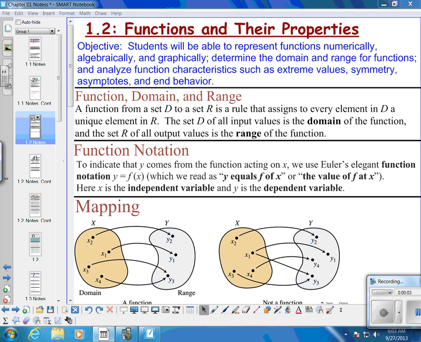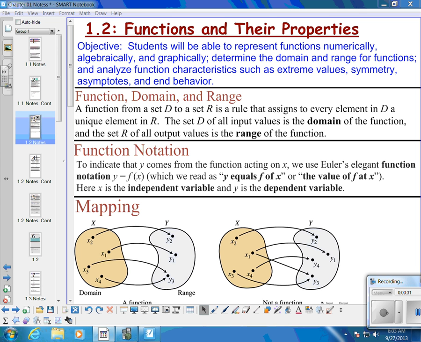Hello, this is Pre-Calculus, lesson 1.2, day 2 of functions and their properties. Yesterday, or in the previous video, I talked about a number of things involving analyzing a graph. We talked about domain and range. Just keep in mind, domain is basically what x values the graph hits. The range is what y values the graph hits.